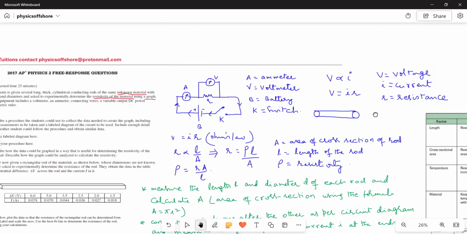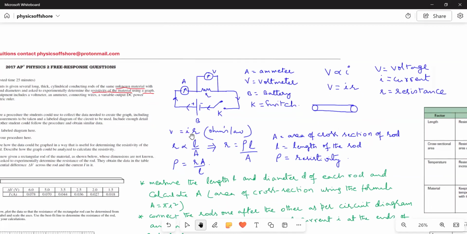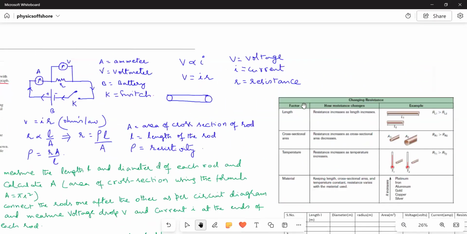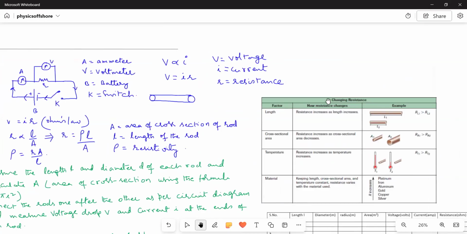That you should know. Okay. And then here, V is equal to IR, where R is the resistance. On what factors does the resistance of the conductor depend? Or what are the factors affecting the resistance of the material or conductor? So here, I kept the factors affecting the resistance in a table form.